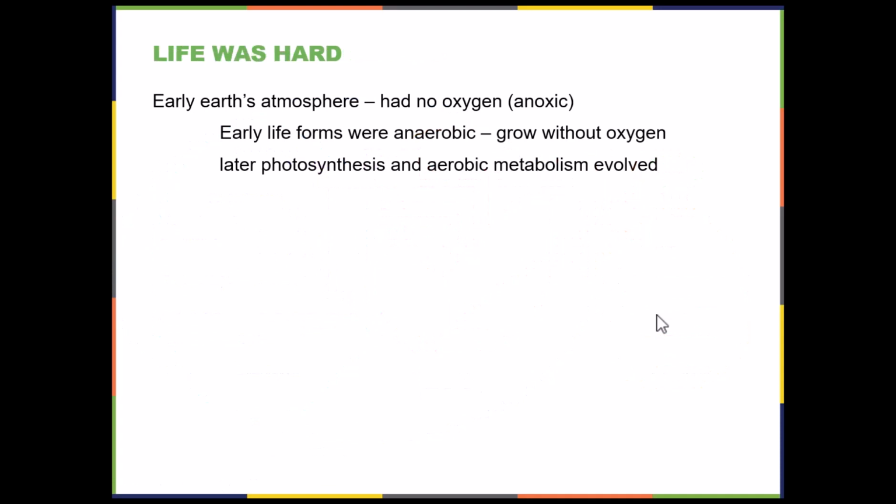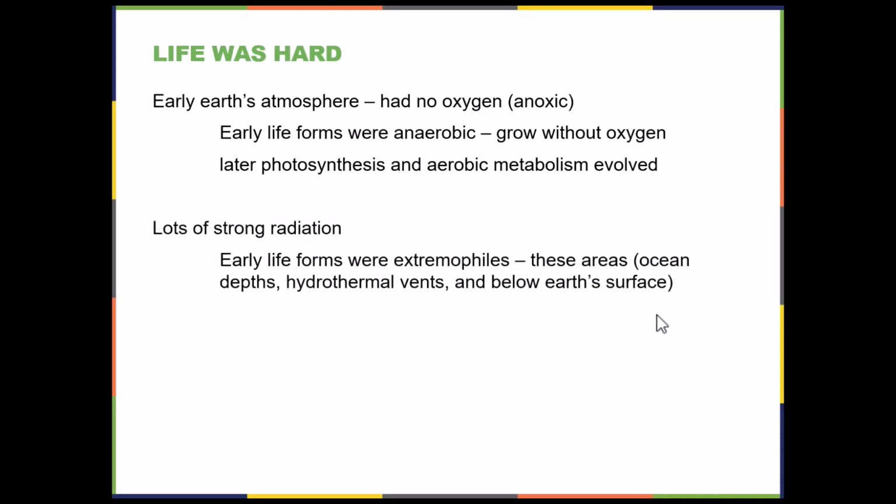Early life on Earth was hard. The atmosphere did not have any free oxygen in it. It was anoxic. It means that early life forms had to be able to do anaerobic respiration. Anaerobic means in the absence of oxygen. They had to be able to perform metabolism without using oxygen. It wasn't until later that photosynthesis and aerobic metabolism, which means in the presence of oxygen, evolved.